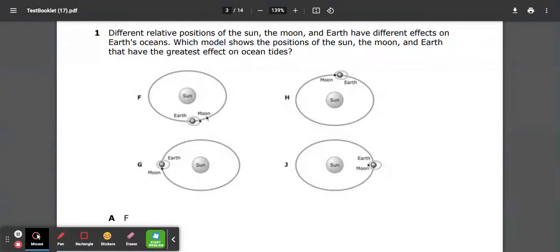So if I look at this one, it is not all aligned. So I don't have the earth, moon, and sun together. So I could cross that one off. This one also doesn't have them all aligned. So I could cross that one off. This one doesn't have them all aligned. I can cross that one off. But this one, I have my sun, my moon, and my earth right here, and those are all lined up. So I know a spring tide has occurred there, and that would be my answer.